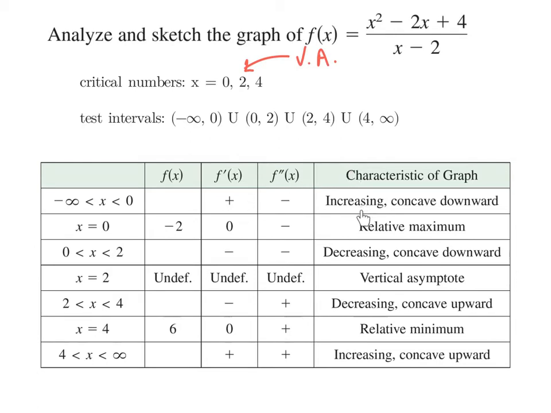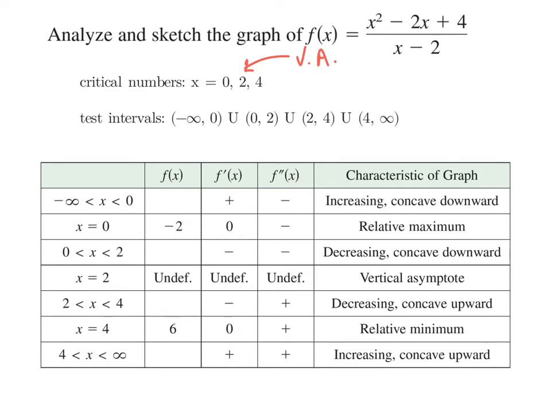So that means that the graph is increasing and concave down there. And that x equals 0 gives me a relative max because it zeroes out my first derivative and it becomes negative for my second. So that is going to be a high point. We call it relative or local, whatever you prefer. And then we test from 0 to 2, and both derivatives are negative, so that's decreasing concave down.